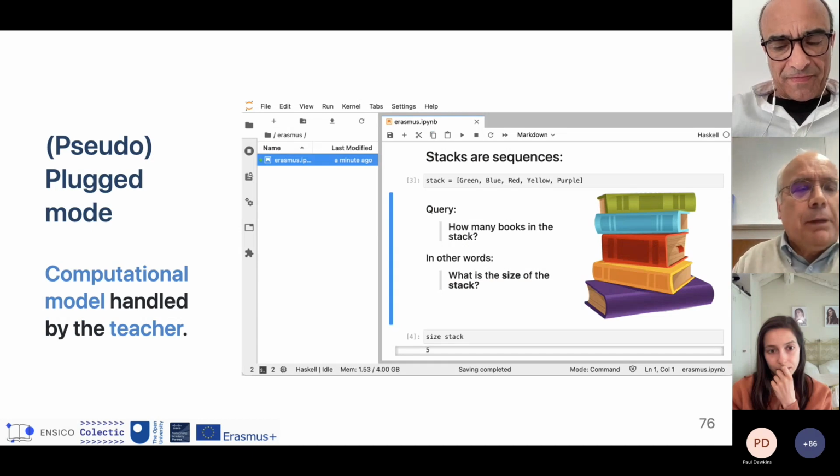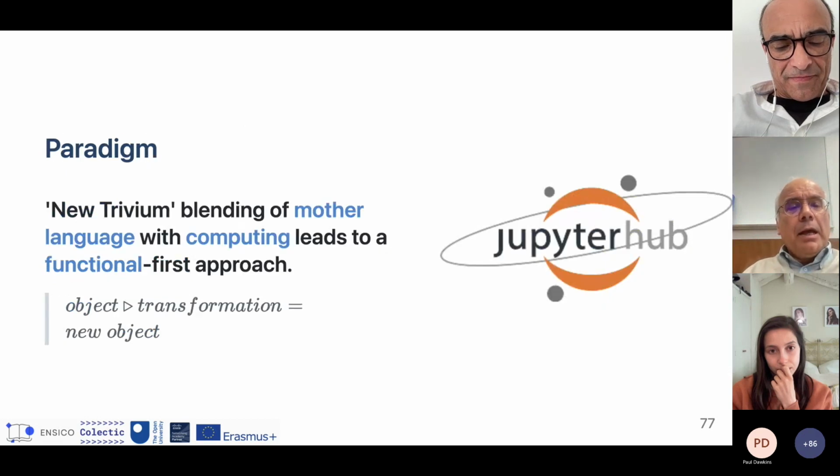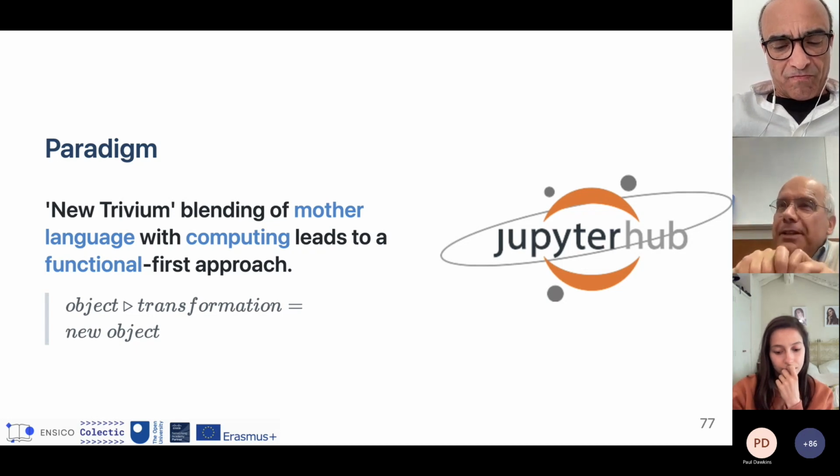So in this pseudo-plugged code mode, the computational model is handled by the teacher as a kind of confirmation and scaling up, in terms of dimension and quantity, of what they've done in their computer, which is the notebook. So we see that this new trivium blends mother language with computing in a way that leads naturally to a functional first approach. Here I have to be succinct, but I could be more specific and tell you how what we write on paper or what we speak can be translated, manipulated until you reach the kind of SMS, short message, that you send to the computer.